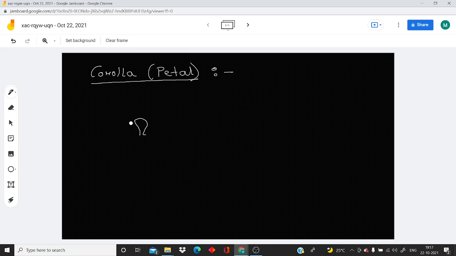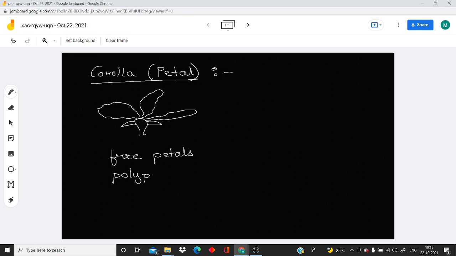Suppose this is the thalamus, then this is the sepal, and then the corolla, suppose it is free like this. Okay, so this will be called free petals. Actually, we write petals because individually they will be petals. Free petals will be called polypetalous scientifically.